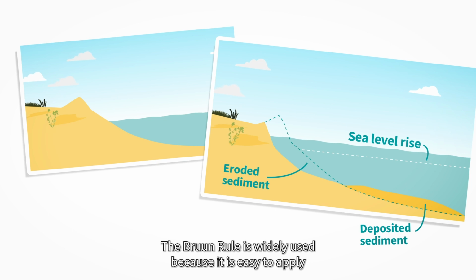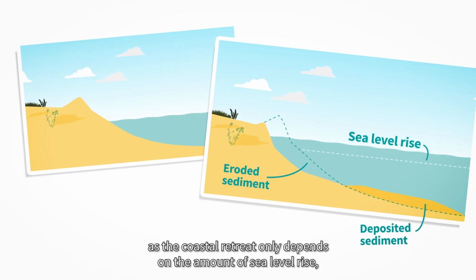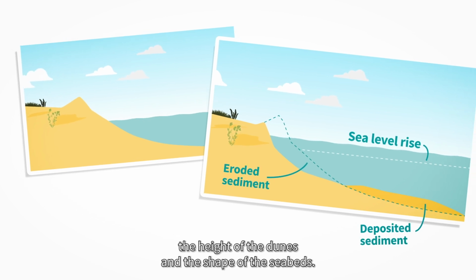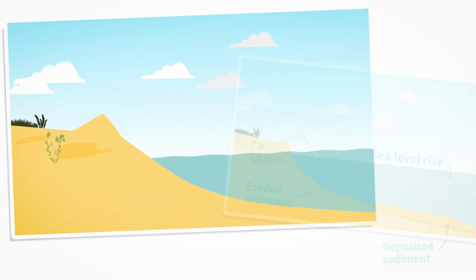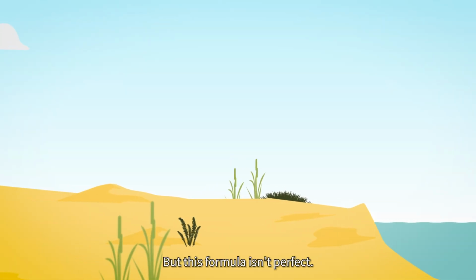The Brunn Rule is widely used because it is easy to apply, as the coastal retreat only depends on the amount of sea level rise, the height of the dunes, and the shape of the seabeds. But this formula isn't perfect.